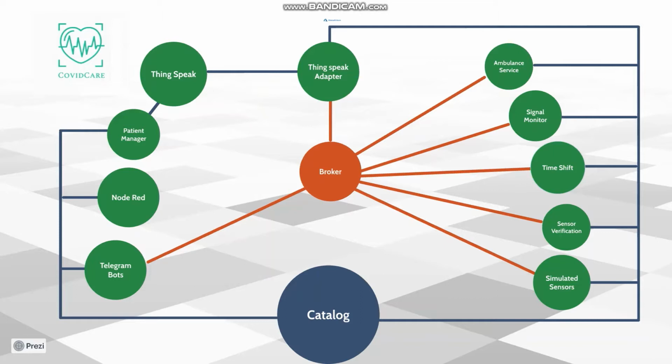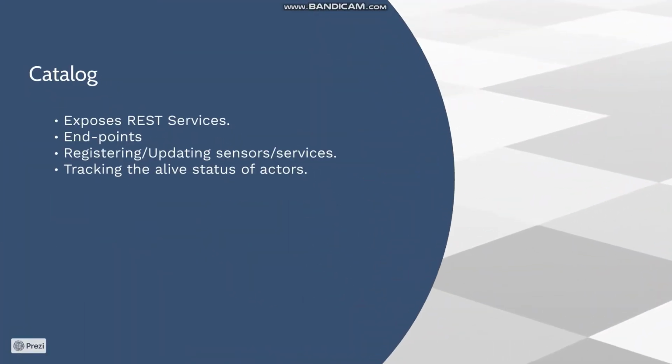The platform is composed of multiple services that are built using the microservices architecture that communicate by exposing MQTT and REST. Now let's have a brief look at these services. First, we have the catalog, which acts as a registry system for all patients, doctors, sensors, and other services in the system. It utilizes the REST service for communicating with other microservices.